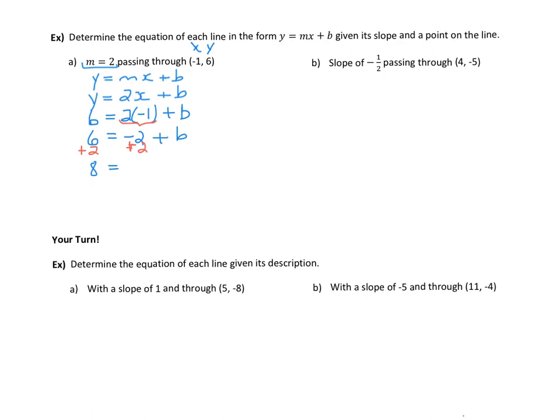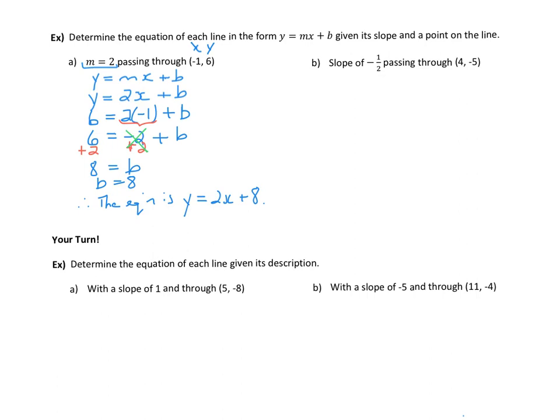And then we have a -2 and a +2. They undo each other. That goes away, and it leaves us with our b. So our b is equal to 8. Our y-intercept is 8. So that means the equation is y equals 2x, that's our slope, and then we have a +8 as our y-intercept.